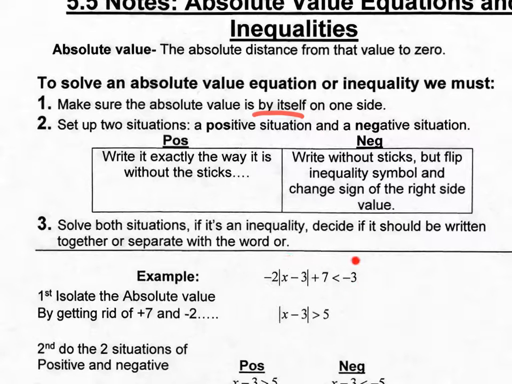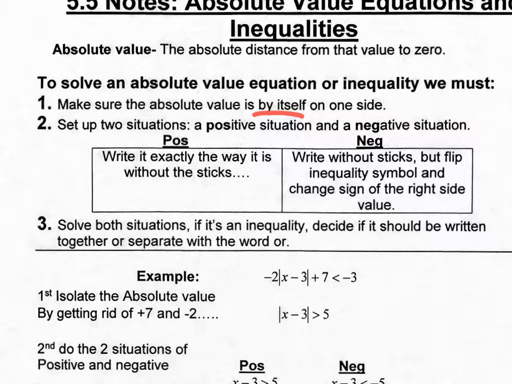It's an absolute value inequality. The absolute value is not by itself on the left-hand side of the inequality. There's a +7 and there's a -2. So step one would be to get rid of the +7 by subtracting 7 on both sides. And you would also want to get rid of that -2 in front. You don't distribute, you actually get rid of it by dividing by -2. We'll get to that in a little while. Right now, let's just understand that step one is to get the absolute value by itself on one side. Now, step two is to set up two situations, a positive situation and a negative situation.